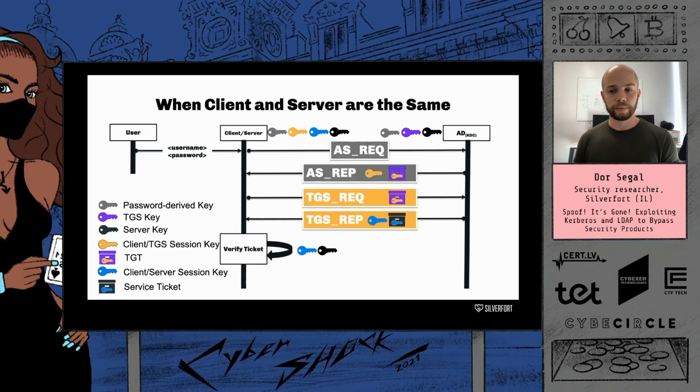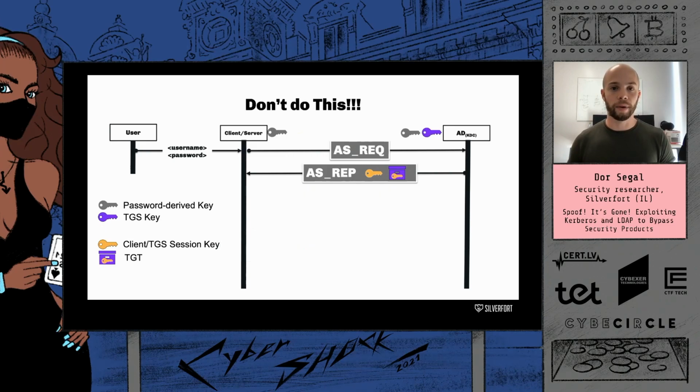Lately, in the past few years, we've seen third-party applications just do this. They send the authentication service request and reply back with a ticket granting ticket. This is only part of the Kerberos authentication process. This part only evaluates the user's password. But why shouldn't we do this?